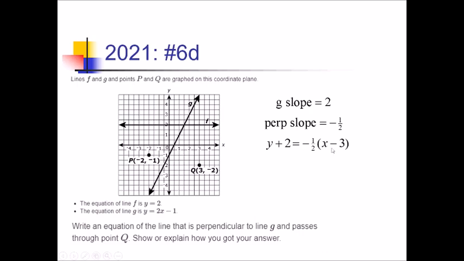Now again, you don't have to turn this into slope intercept, but if you wanted to, distributing this negative 1/2, we would have negative 1/2 x plus 3/2, and then 3/2 minus 2 would be a negative half. So negative 1/2 x minus a half would be another form of this line that you could use.